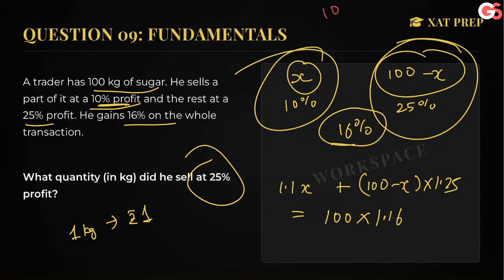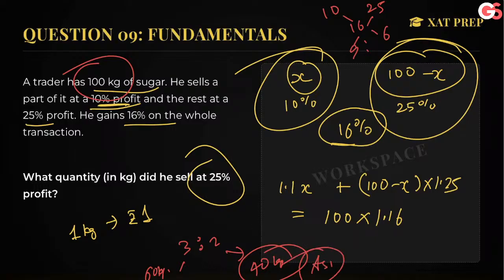10 पे बेचा एक को, 25 बेचा दूसरे को, 16 is the mean price. Here you get 6, here you get 9. 9 is to 6, so 3 is to 2. That is the ratio. 3:2 के रेशियो में बेचा गया 100 किलोग्राम को. 100 को ब्रेक करो 3:2 में, तो 60 किलोग्राम उसने बेच दिया है 10% पे, और 40 किलोग्राम बेच दिया है 25% पे. आंसर इज 40. इज दैट क्लियर? चलो कोई बात नहीं, आगे देखते हैं.